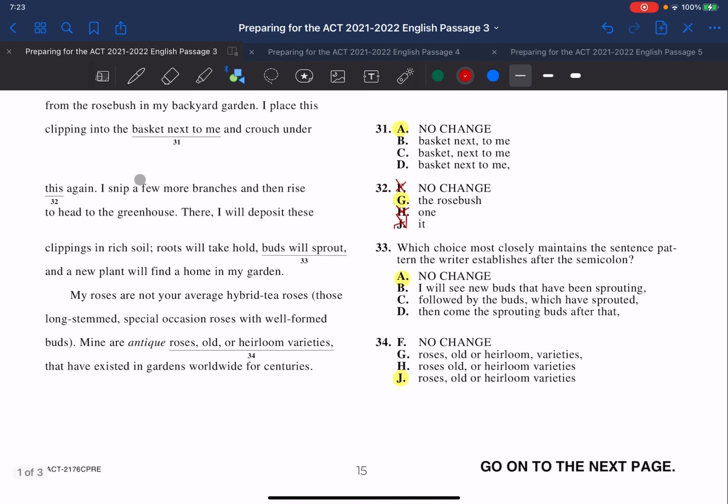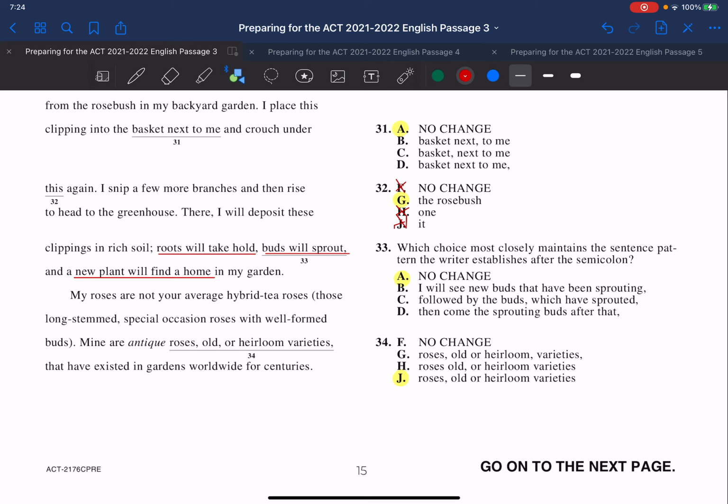33. So I snip a few more branches and then rise to head to the greenhouse. There I will deposit these clippings in rich soil. Roots will take hold, buds will sprout, and a new plant will find a home in my garden. So number 33, which choice most closely maintains the sentence pattern which the writer establishes after the semicolon? It says, there I will deposit these clippings in rich soil. Now that's a complete sentence right there. But what's happening afterwards is we have a progression. We have roots will take hold, buds will sprout, a new plant will find a home.